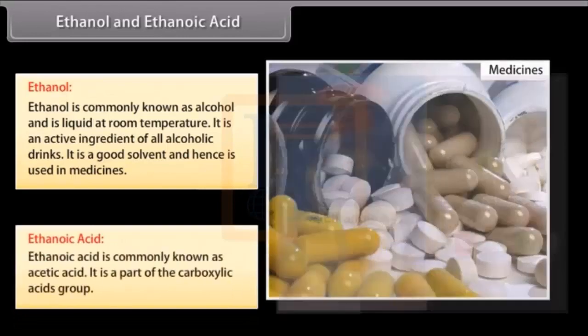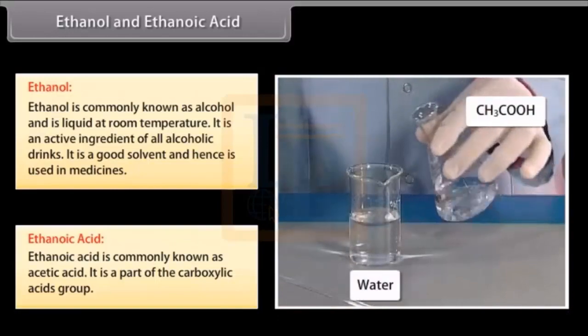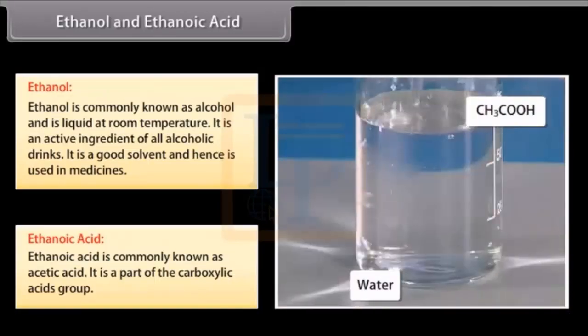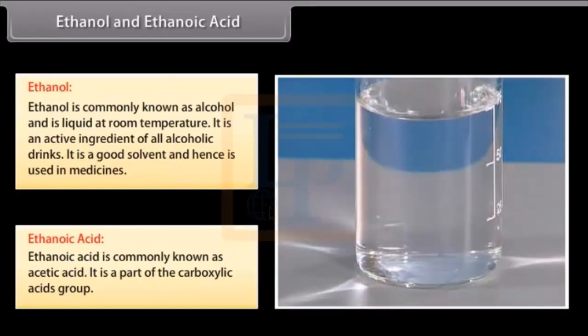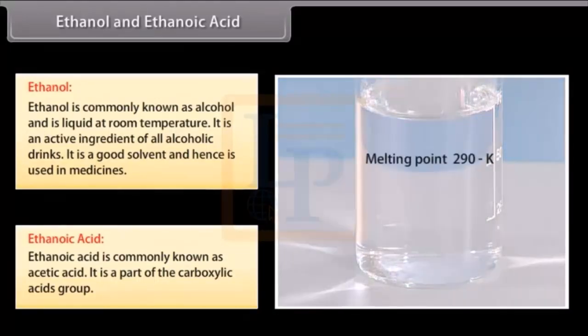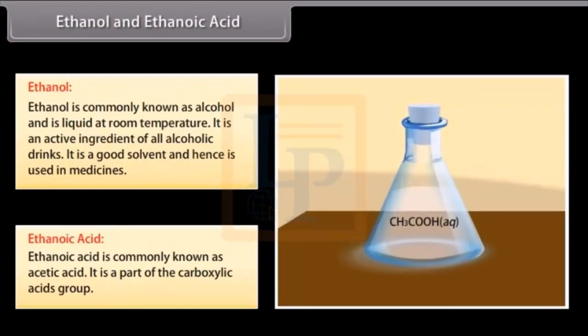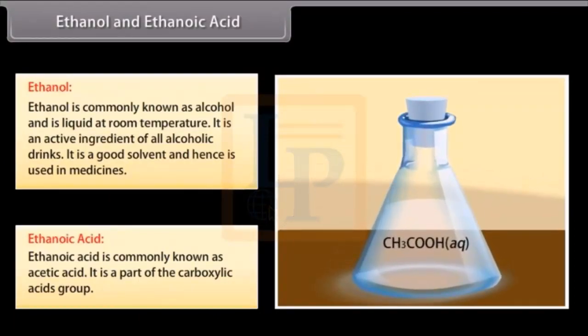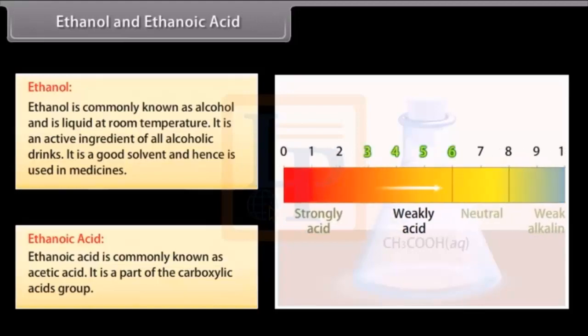Ethanoic acid. Ethanoic acid is commonly known as acetic acid. It is a part of the carboxylic acids group. When a 5 to 8% solution of acetic acid is mixed in water, it forms a substance called vinegar. The melting point of pure ethanoic acid is 290 Kelvin. Because of this property, it freezes during winter and hence is also known as glacial acetic acid. Carboxylic acids are characterized by special acidity. However, as carboxylic acids are not ionized, they are weak acids.